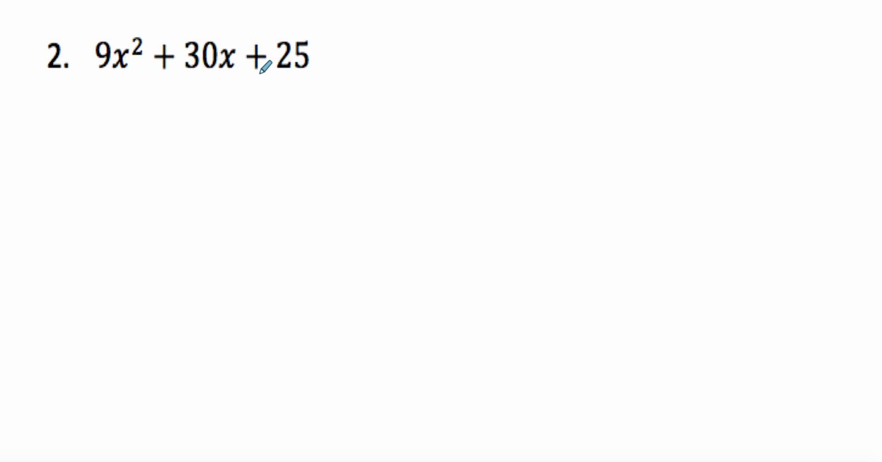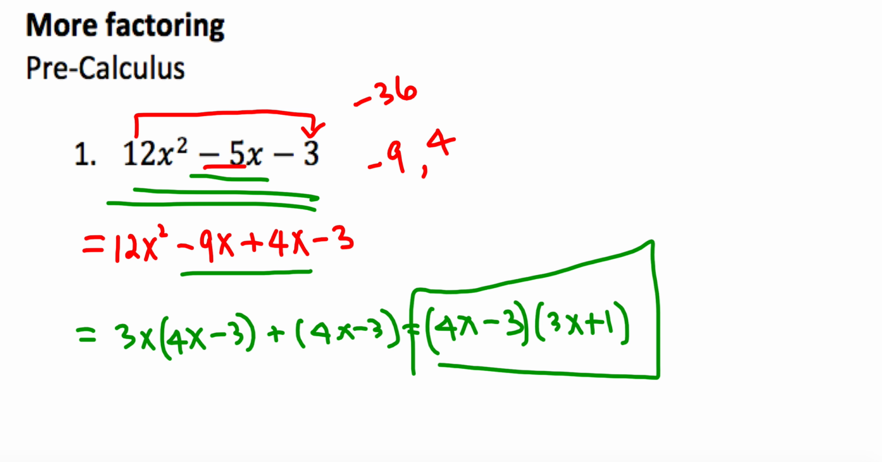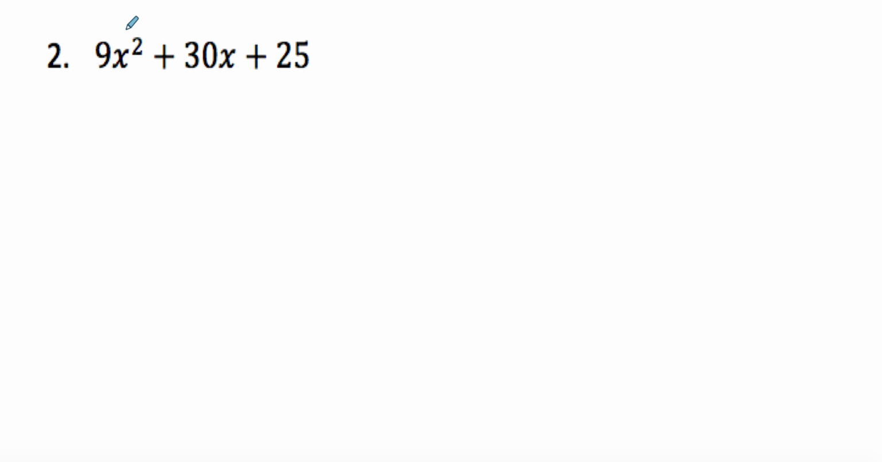So we have something similar in this way: 9x squared plus 30x plus 25. Now I can do question number 2 in the same way as number 1, but when you think about 9 times 25, it's a pretty large number. In fact, it's 225. So in case you feel comfortable and see the numbers that multiply to that number and add up to 30, which some of you might already have an idea of, you can do it that way.